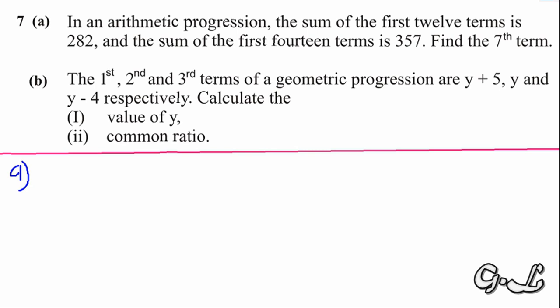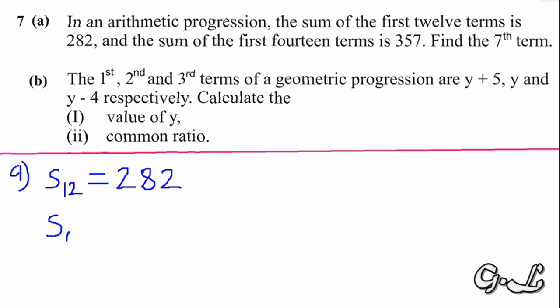First, let's look at the things that we're given. We're given that the sum of the first 12 terms is equal to 282, like that. And then what else are we given? Let's check that one.